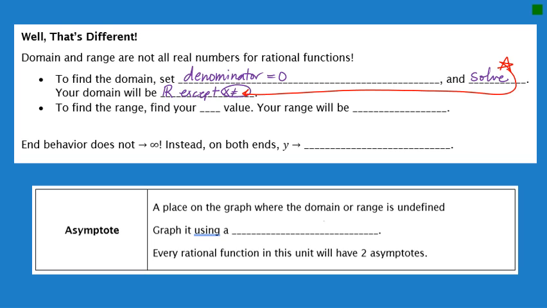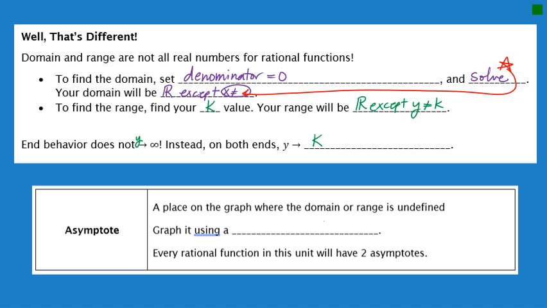To find the range, you want to find your k value, and then your range will be all real numbers except y cannot equal whatever your k value is. And then like we just discussed, your end behavior, your y's do not go towards infinity. You still have one x going each way, but your y's will both go towards whatever your k value is. In our parent function, it went towards 0 because 0 was our k value, but that can change if it's being shifted up or down.